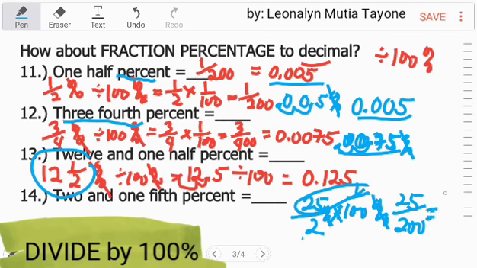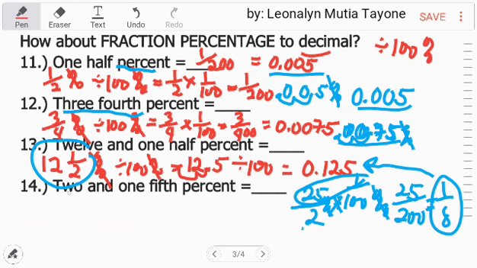25/200 is the same as 1/8. And 1/8 is equivalent to 0.125.